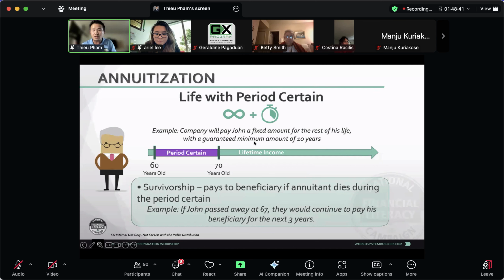But if he were to live longer, survivorship pays to the beneficiary if the annuitant dies during the period certain. If John passed away at 67, they would continue to pay his beneficiary for the next 3 years. So the benefit of this plan is that if John were to live forever, he will collect more than 10 years. But if he lived less than 10 years, his beneficiary is going to get the remaining years.